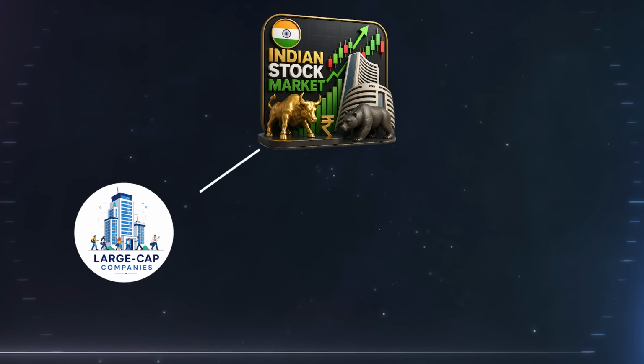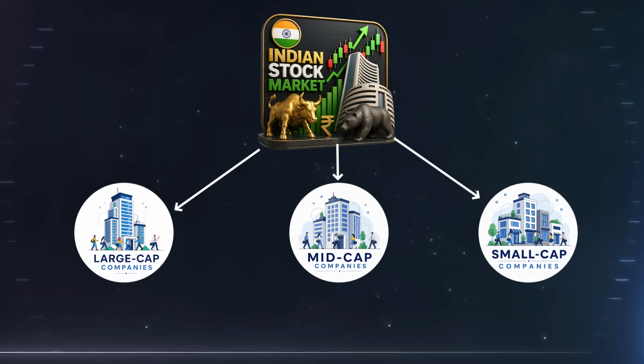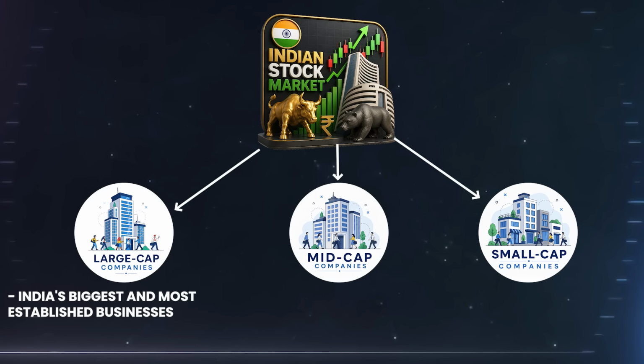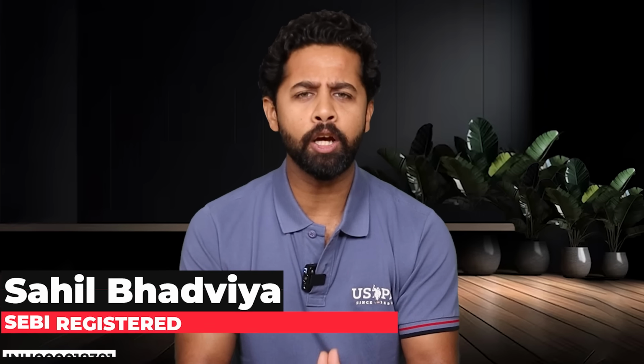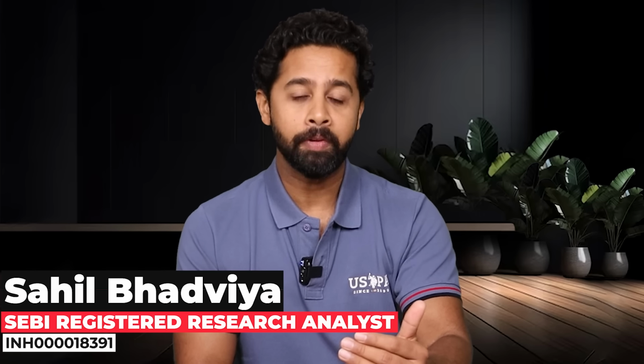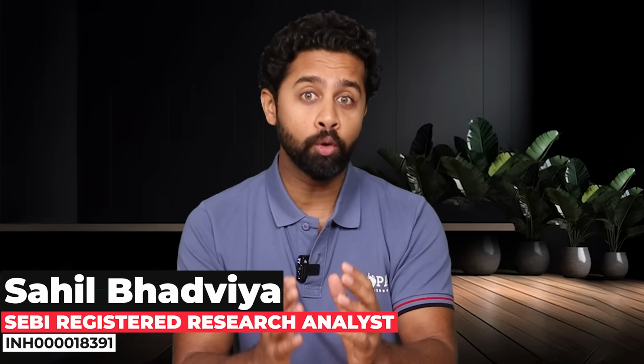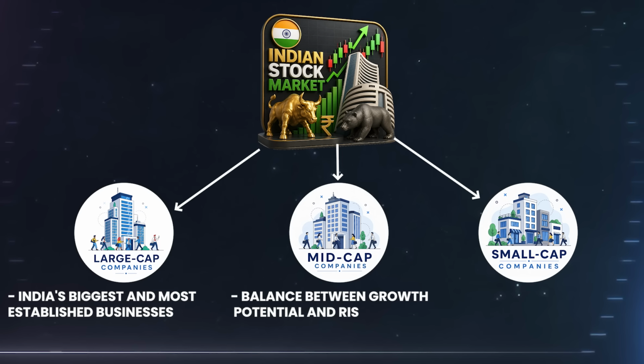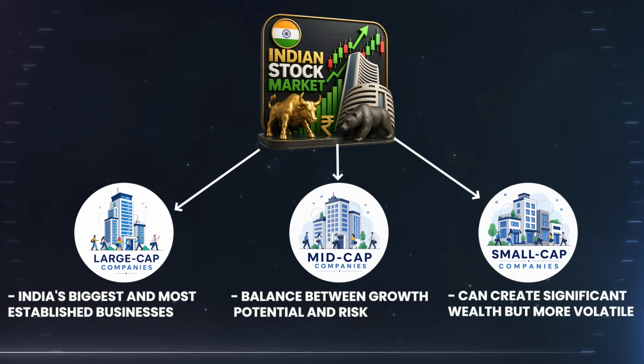Let's first understand one important concept. The Indian stock market is broadly divided into three categories based on the size of companies: large cap, mid cap, and small cap. Large cap companies are India's biggest and most established businesses, and they generally offer relatively greater stability. Mid cap companies are often in the growth phase of their journey and offer a balance between growth potential and risk. Small cap companies, on the other hand, can create significant wealth over the long term, but they also tend to be more volatile and carry higher uncertainty.